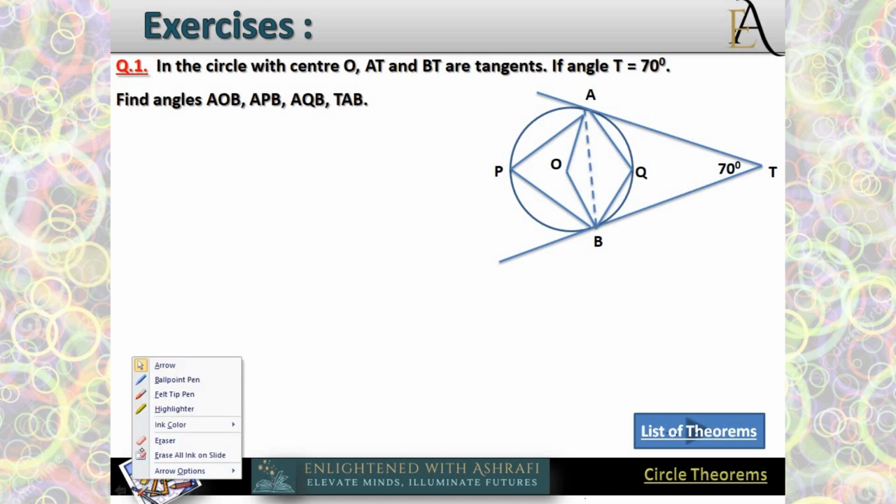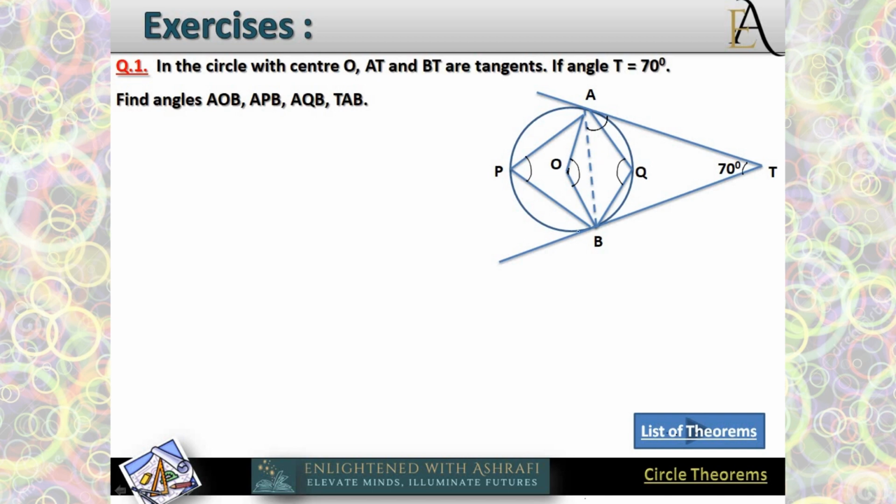Okay, so let's start with the first question. In a circle with center O, AT and BT are tangents. If angle T is 70 degrees, find the angles AOB, APB, AQB and TAB.